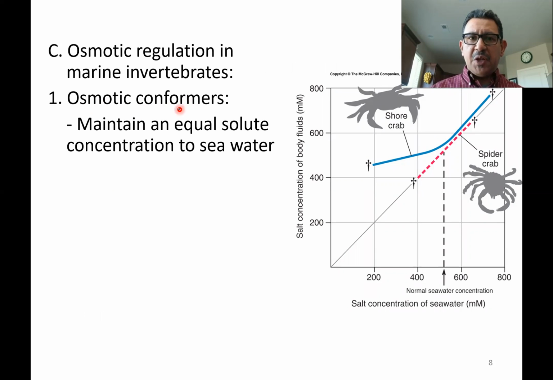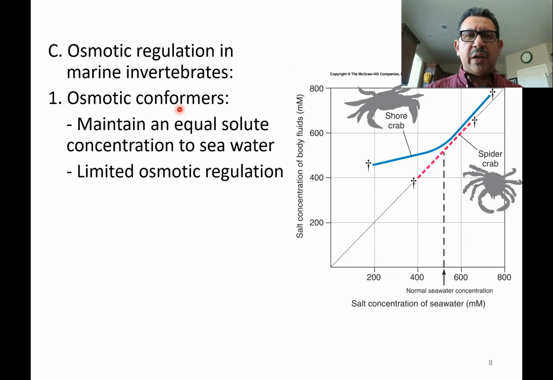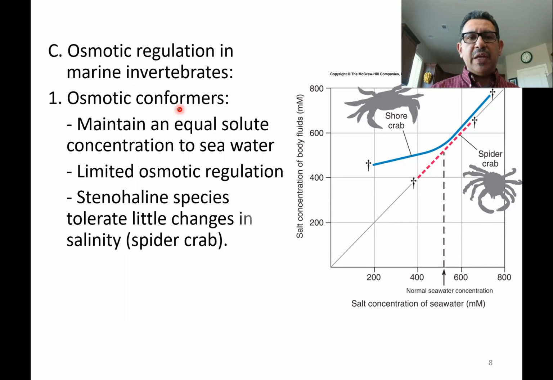What they do is they try to maintain an equal solute concentration inside of their bodies as the concentration of solutes in the seawater. There can be some regulation, some water can be retained, but if the concentrations of solutes and water in the body of the animal are about the same as the outside, then there's no need for regulation. However, there can be two strategies.